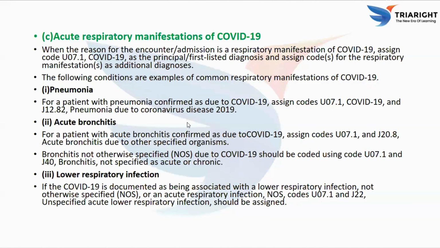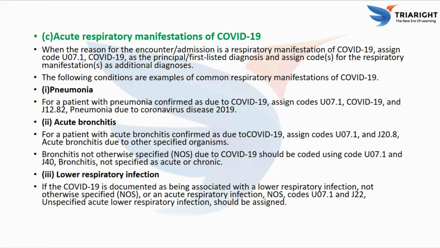So the next guideline is related to acute respiratory manifestations of COVID-19. COVID-19 commonly affects the respiratory system. This guideline explains how to code the respiratory complications that occur because of COVID-19. So when a patient is admitted for a respiratory condition caused by COVID-19, what is the coding rule? You have to assign U07.1 as a principal diagnosis.